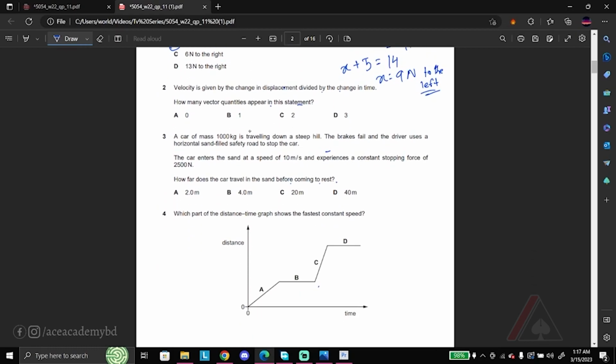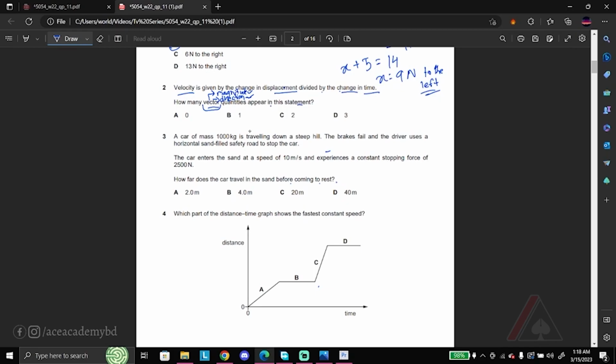Okay, so let's move on to the next question. It says velocity is given by the change in displacement divided by the change in time. How many vector quantities appear in the statement? Now, if we recall what a vector quantity is, it's a quantity that shows both the magnitude of the quantity it's showing and also the direction. So we need these two things in our quantity for it to be a vector.